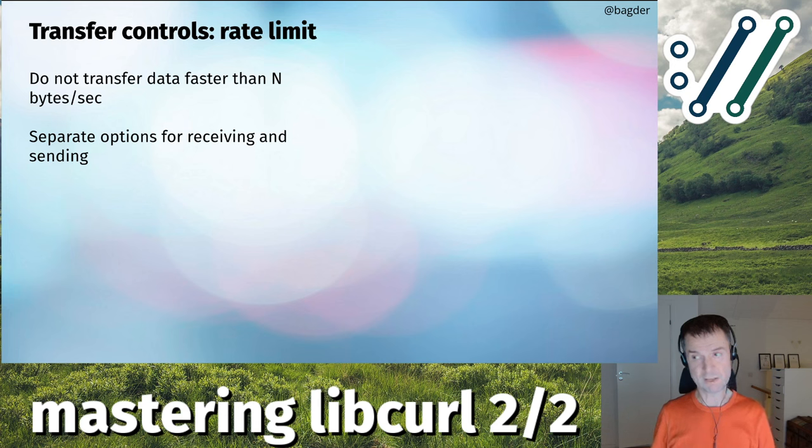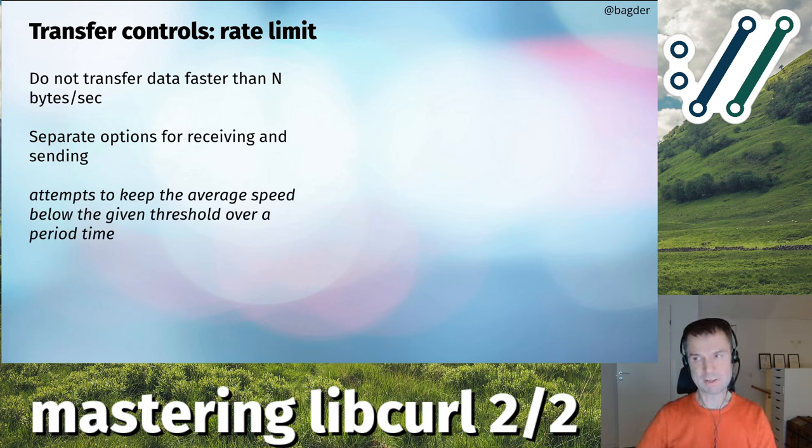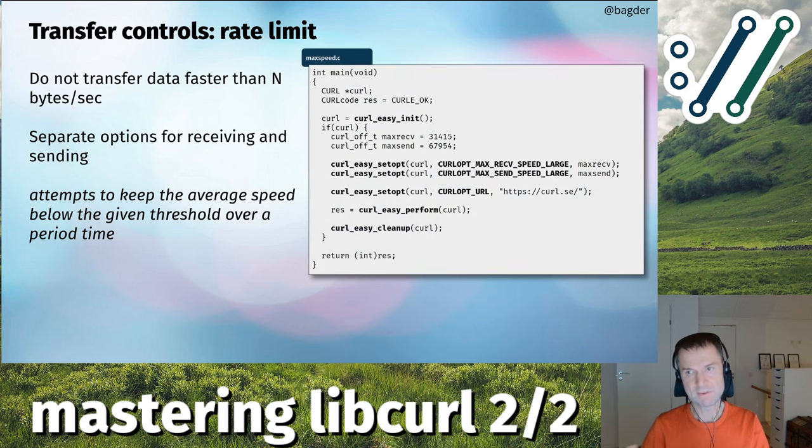And libcurl then provides an option for you to say, hey, don't do the transfer faster than this. And bear with me here, because this is an attempt to keep the average speed below this threshold over what I call a period of time, which is not specified. I'm giving you all these caveats because this is not an exact science. It means that it will do short bursts that are faster, but over a period of time, the average is meant to be at max the limit you set.